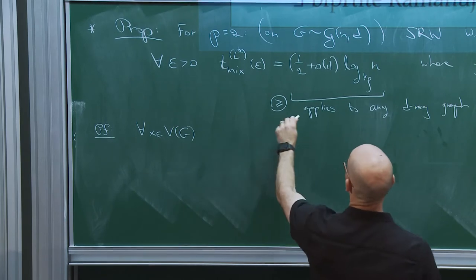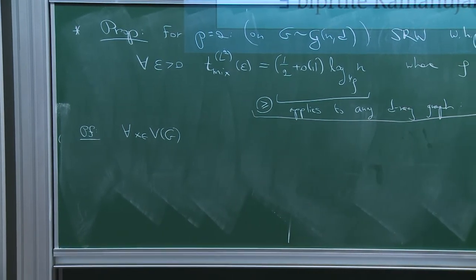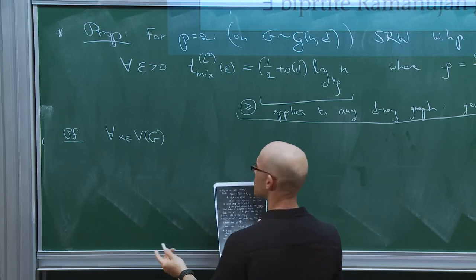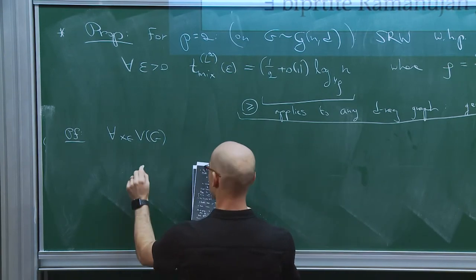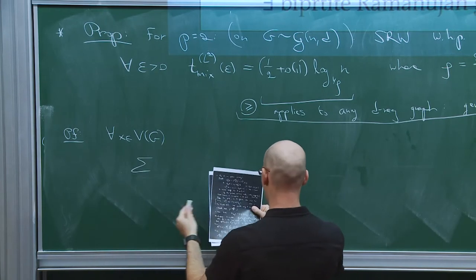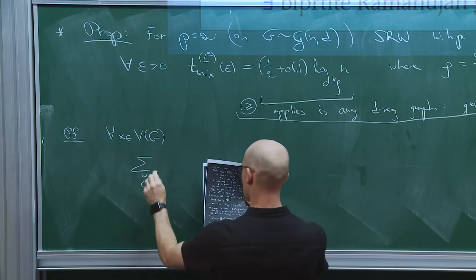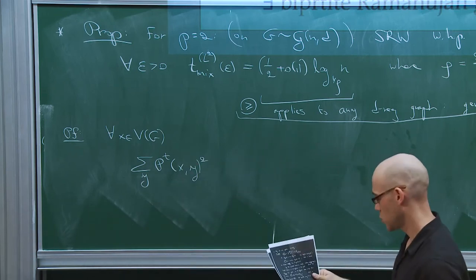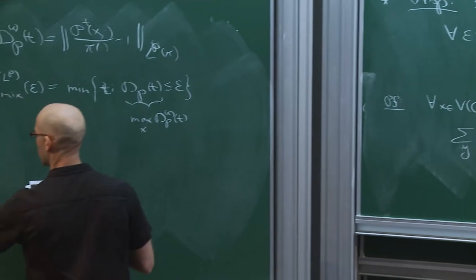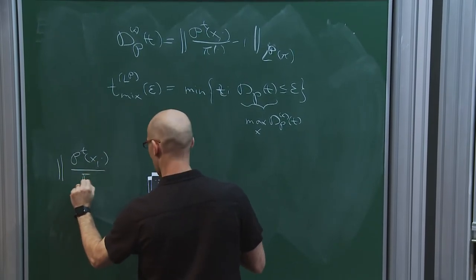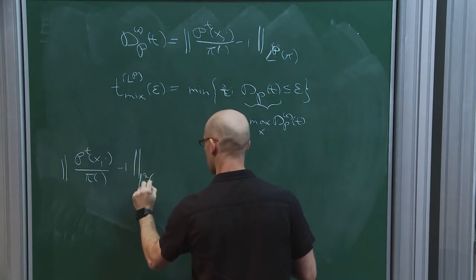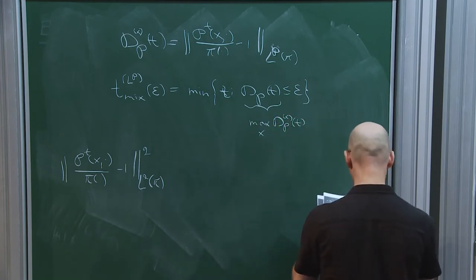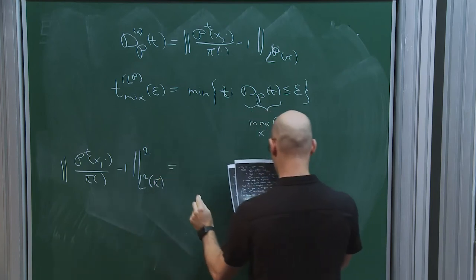So for the lower bound, this is what I'm going to start with, and I'm going to start doing it just for P equals 2. So any d-regular graph, P equals 2. What you can say is, for every x in your graph, you want to understand what the sum over y of p_t(x,y) squared is. And the reason is that p_t(x,·) with respect to L2 of pi squared, well, what is that? Okay, so I'll write it like this.